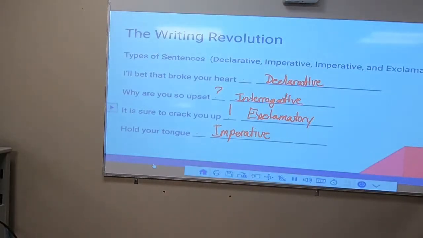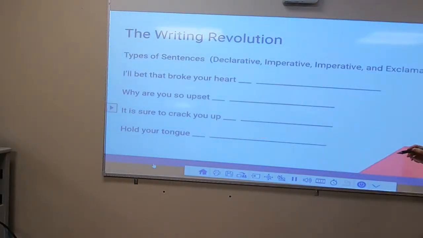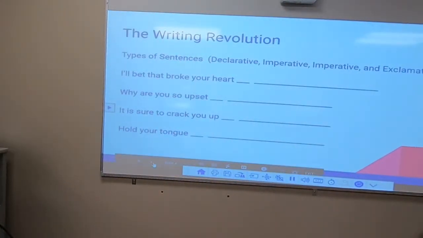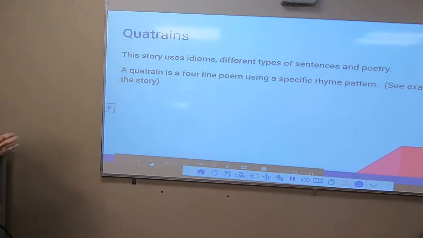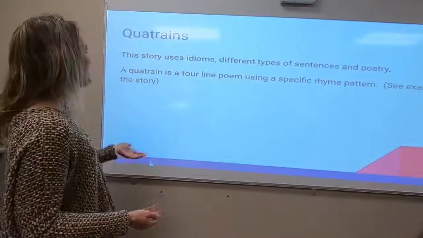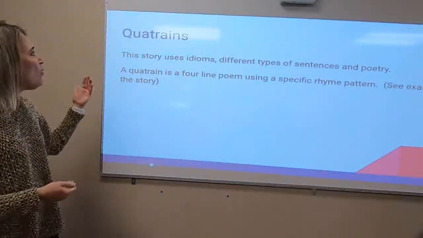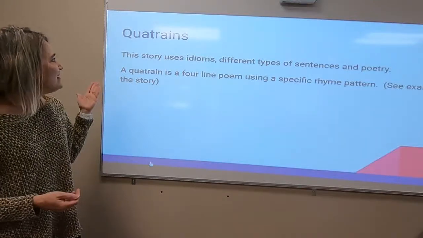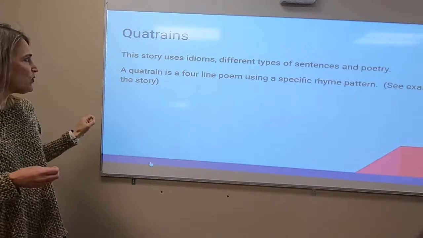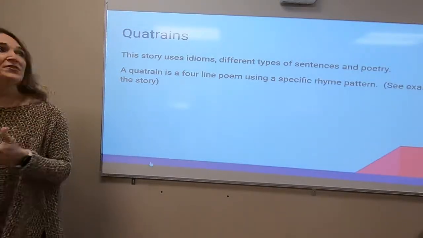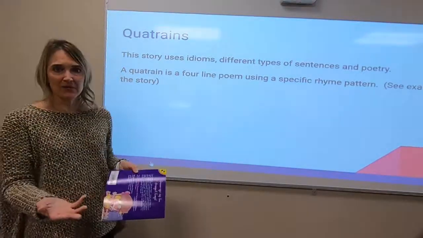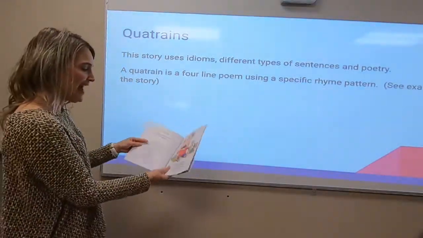So as we go through, we're also going to look at some other things in this funny story, because April is National Poetry Month. And I don't know if you realized it, but there was a rhyme and a rhythm through this silly book. It used quatrains. A quatrain is a poem that is 4 lines using a specific rhyme pattern. Okay? So this story talked about idioms. It had different types of sentences, and now we're going to look at how it has poetry.